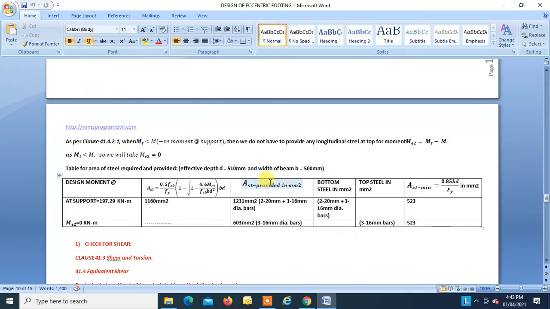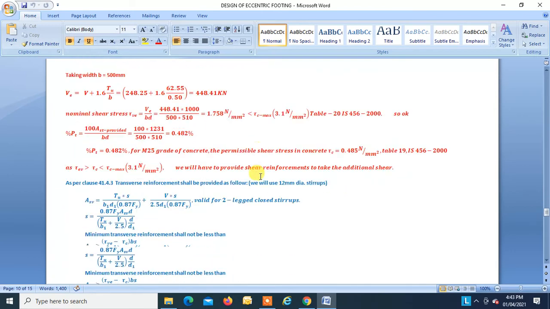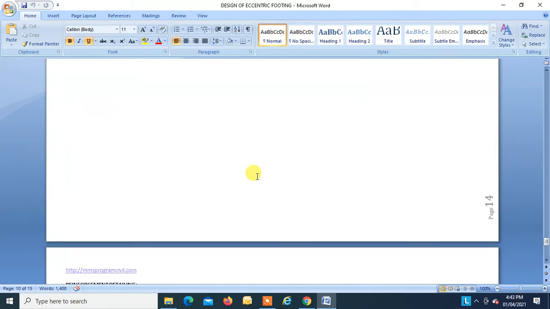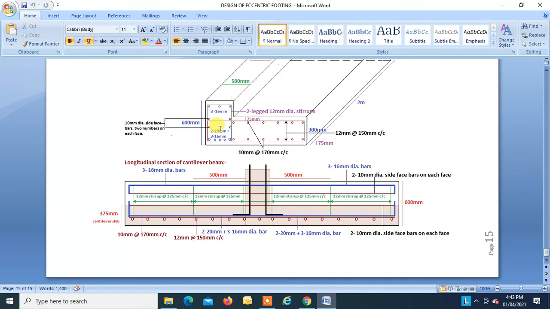So let me show this in the detailing. Okay, where we can see the beam we have provided is 600 mm deep, width is 500 mm, bottom steel is 2 numbers of 20 plus 3 numbers of 16 mm dia bars, and top we are providing 3 numbers of 16 mm dia bars. Here we can see this blue line is the bottom steel, and that bottom steel is 2 numbers of 20 plus 3 numbers of 16 mm dia bars.